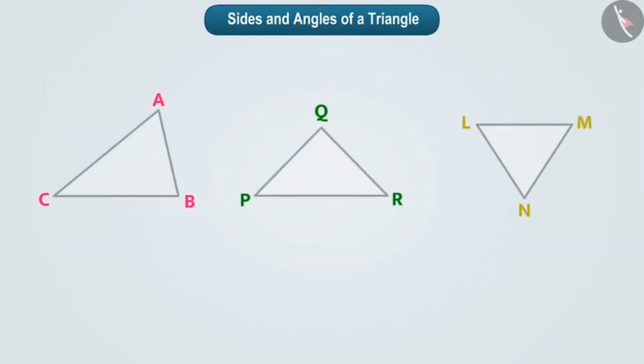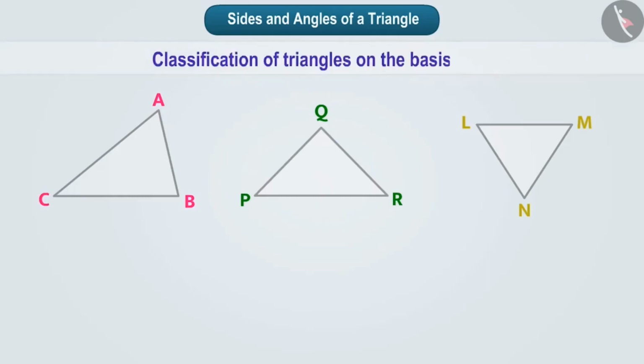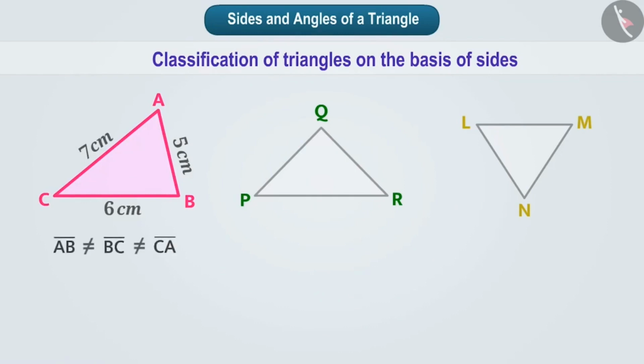We can make different types of triangles. We can classify them on the basis of sides and on the basis of angles. Let's classify triangles based on the sides. Look here. Triangle ABC has AB equal to 5 cm, BC equal to 6 cm, and AC equal to 7 cm. A triangle whose three sides are not equal is called a scalene triangle.